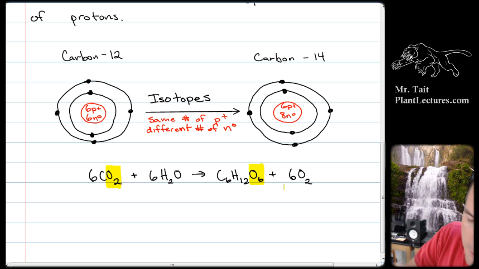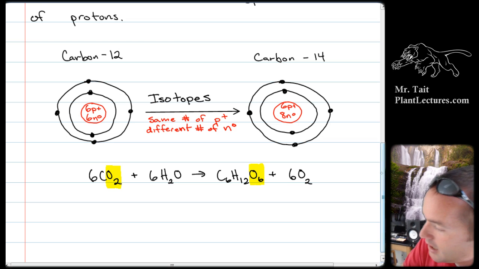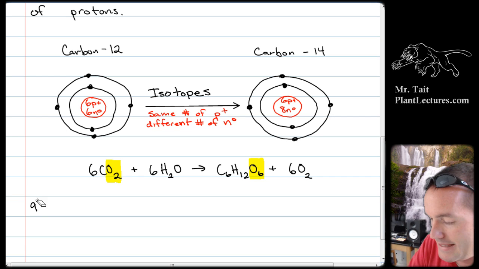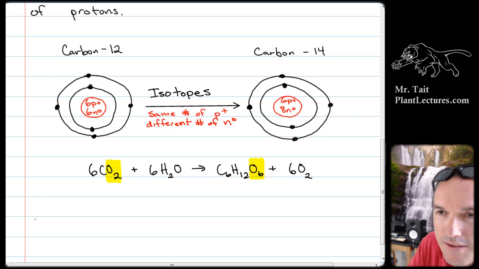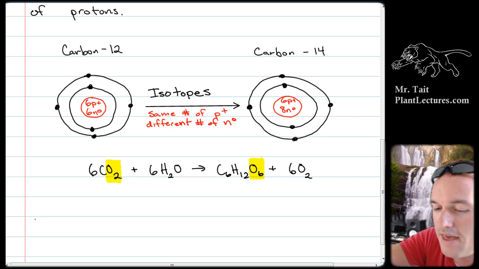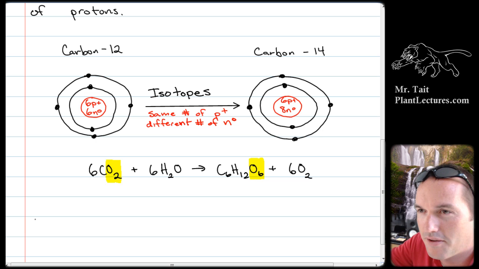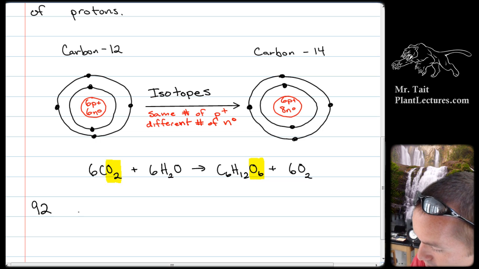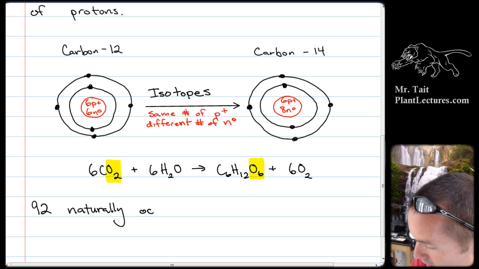Okay, let's talk about the rest of the elements other than carbon. There are actually 118 elements on the periodic table, they go all the way up to ununoctium, 118, but there's only 92 naturally occurring elements on Earth. The rest of them are made in particle accelerators. So 92 naturally occurring elements.